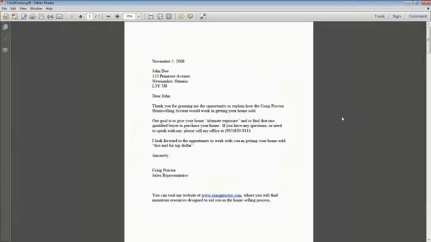Okay, on client communication, again, let's bring this down to 75% so you can see the entire page on your screen. So I'm on page 1. The first letter that would go out, if I don't get the listing that particular evening, would say, Dear John, thank you for granting me the opportunity to explain how the Craig Proctor home selling system would work in getting your home sold. So it's a nice little follow-up piece here.